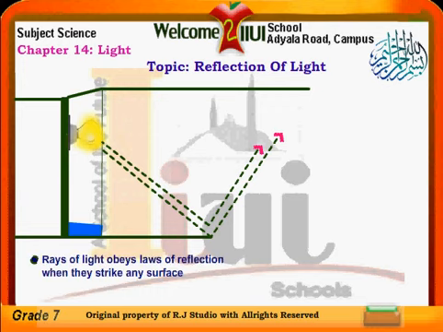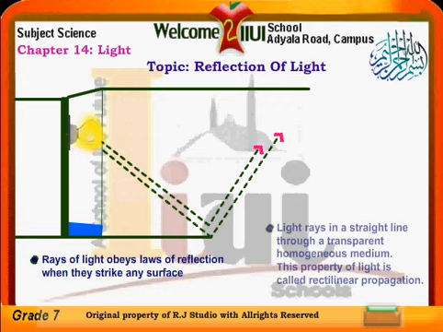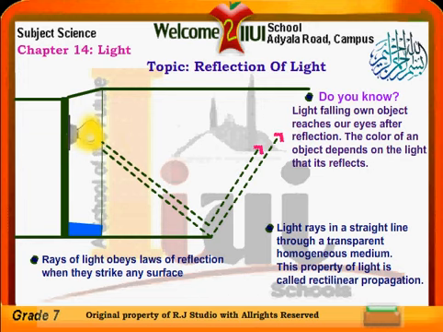So, students, from here it is clear that the light ray which strikes the surface is called the incident ray, and the ray which is reflected after striking is called the reflected ray.